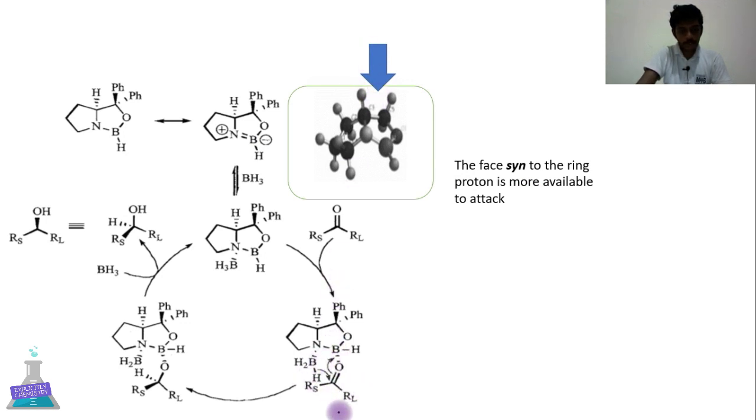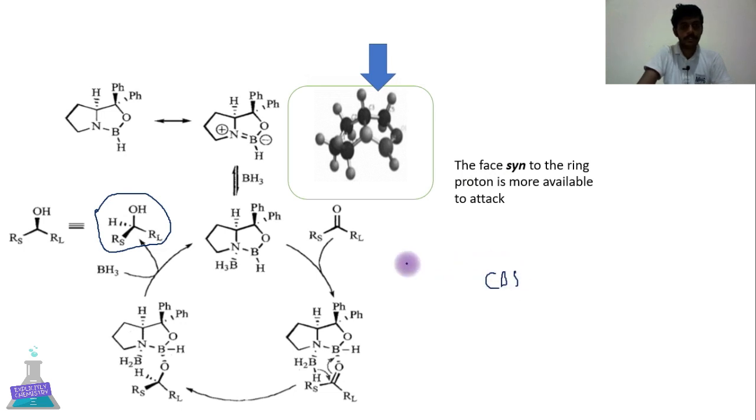This ketone is added over here, and this bond breaks over here and this bond forms over here, forming this compound. After that, the chiral alcohol, which is the product of this reaction, is obtained over here, and the catalyst is regenerated. This is the mechanism of CBS reduction.